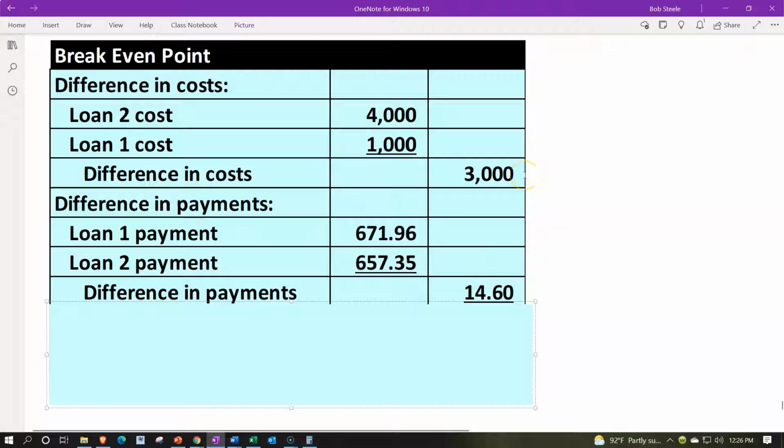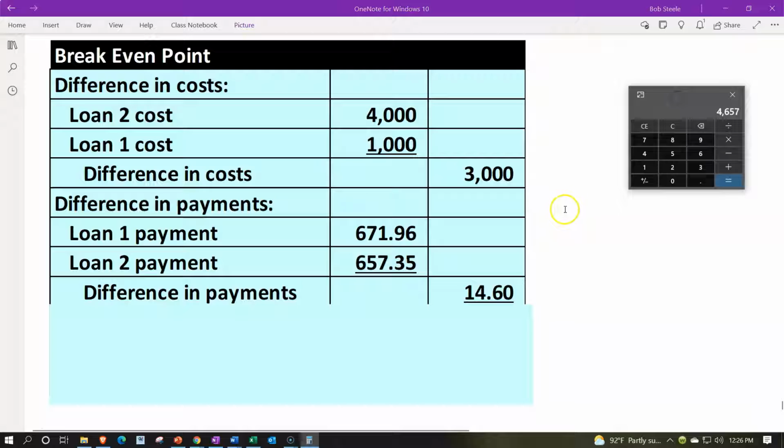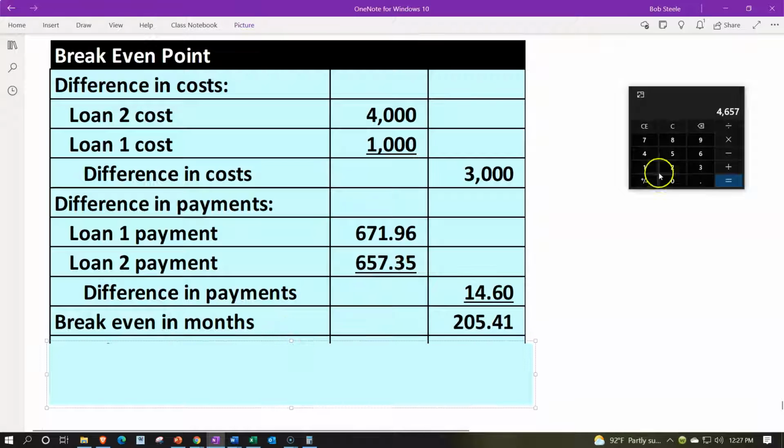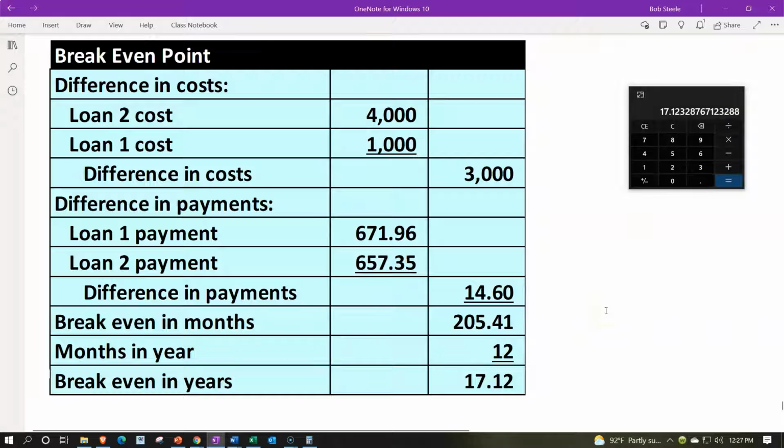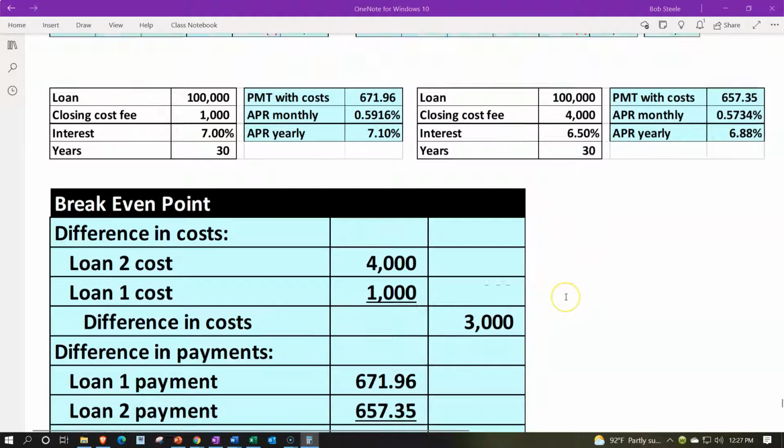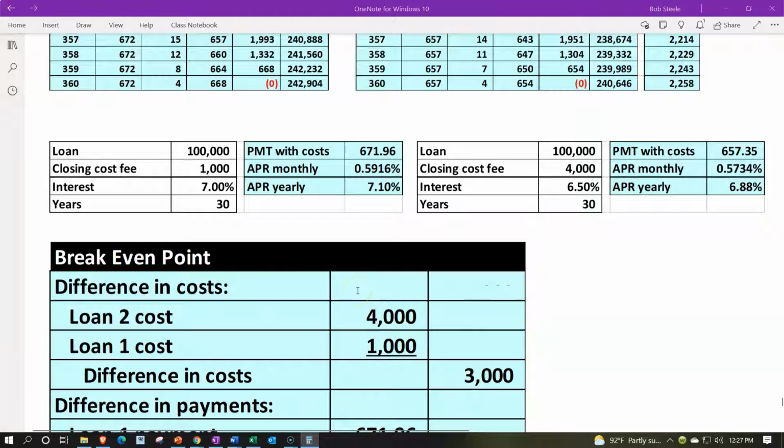So we have a difference in fees that we paid up front, the higher fees by $3,000 more up front, in essence, that were tacked onto the loan. And then we have the difference in the loan payments that is $1,460. So we can basically divide that out. We could say, all right, if I take the $3,000 divided by the $1,460, we get the 205. So 205 months out. And if we take that and divide it by 12, then we get 17.12 years.